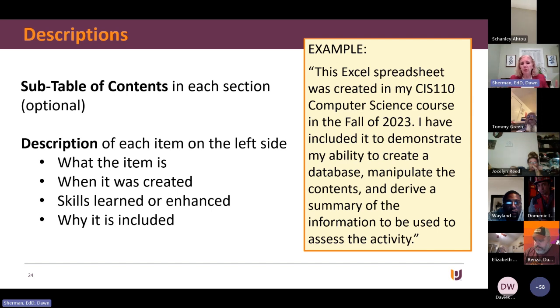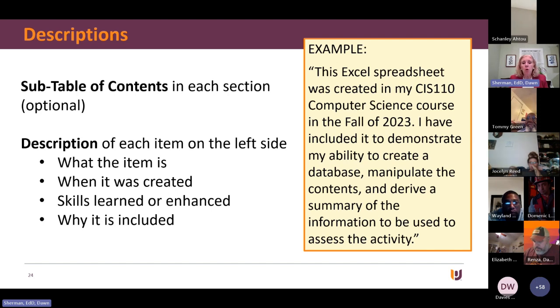This Excel spreadsheet was created in my CIS 110 computer science course in the fall of 2023. I've included it to demonstrate my ability to create a database, manipulate the contents, and derive a summary of the information to be used to assess the activity. I just made it up, but that's the point I want to make: put in something that describes what this is, okay?